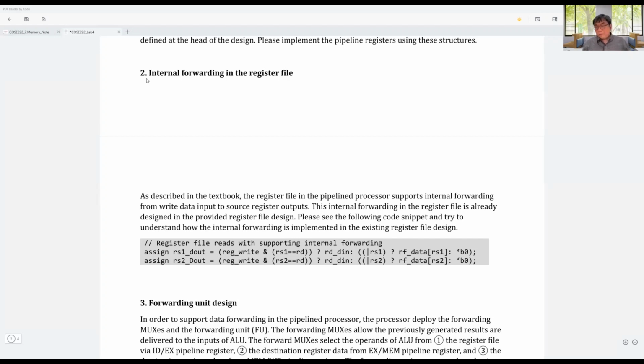Also, for this lab number 4, I provide the golden version of the single cycle processor design. This is the completed version. So even if you failed to complete lab number 3, please try to implement the pipeline processor for lab number 4, because I provide the golden version of the single cycle processor design for this lab.